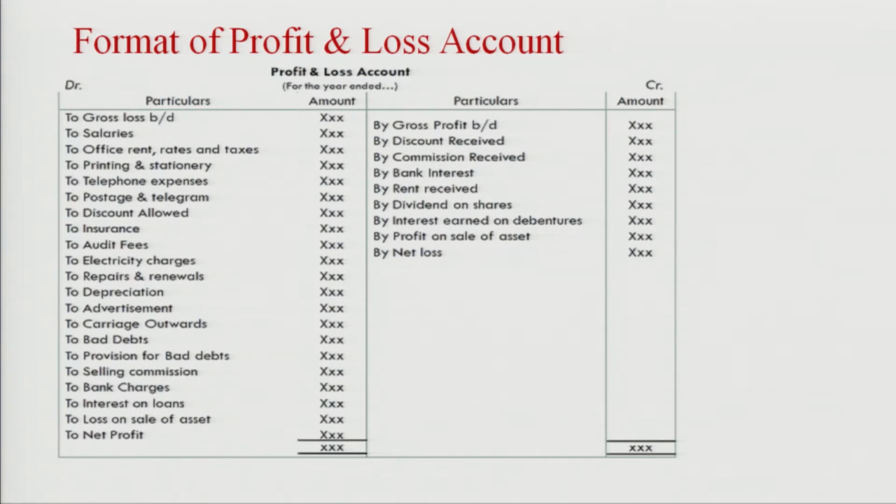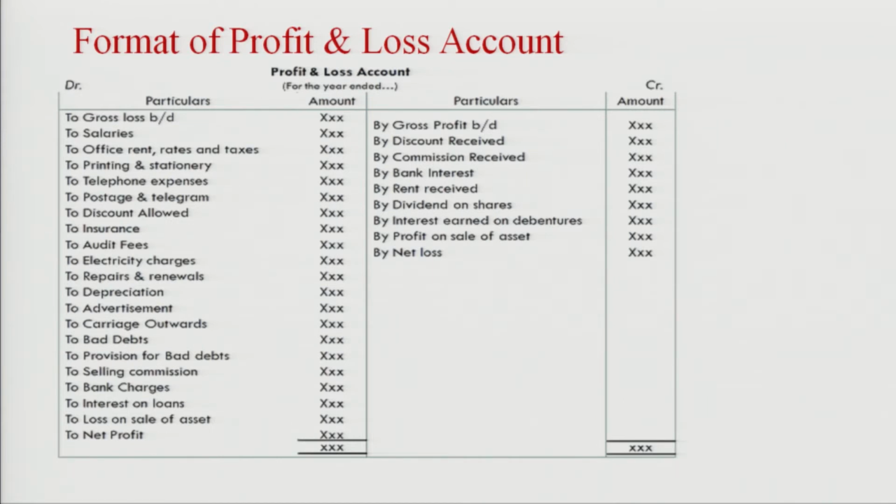Loss on sale of asset, this is one of the important things. If the company sells any asset and suffers a loss, like any old machinery, any old furniture, etc., and sells it at a loss, the amount of loss is a part of the profit and loss account, because this loss is not related to the manufacturing of the product. It is an indirect expense.